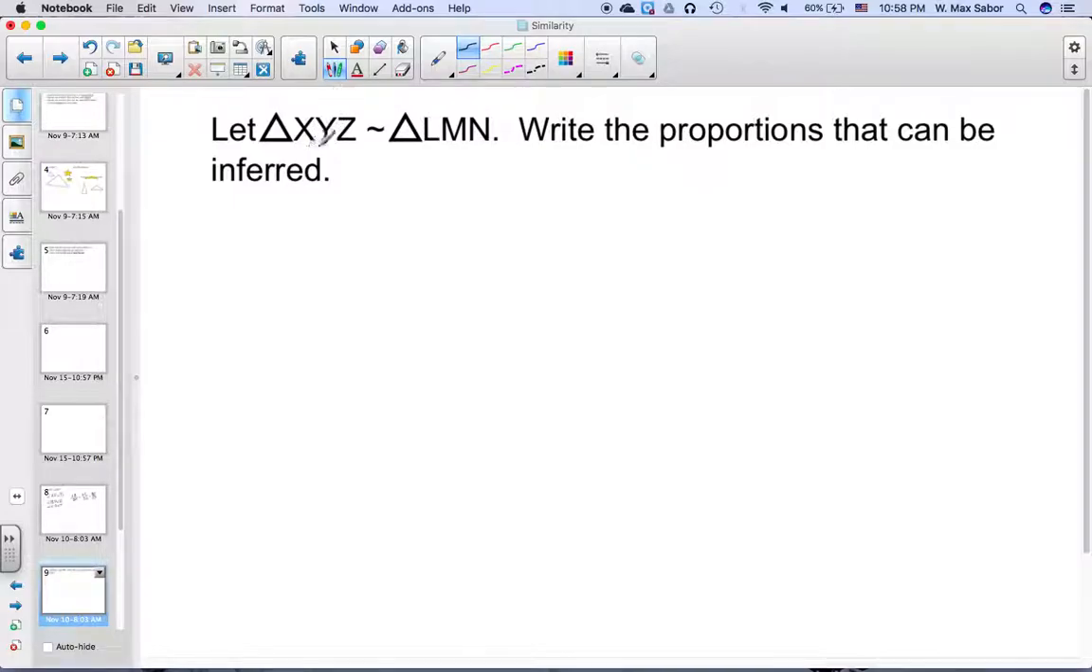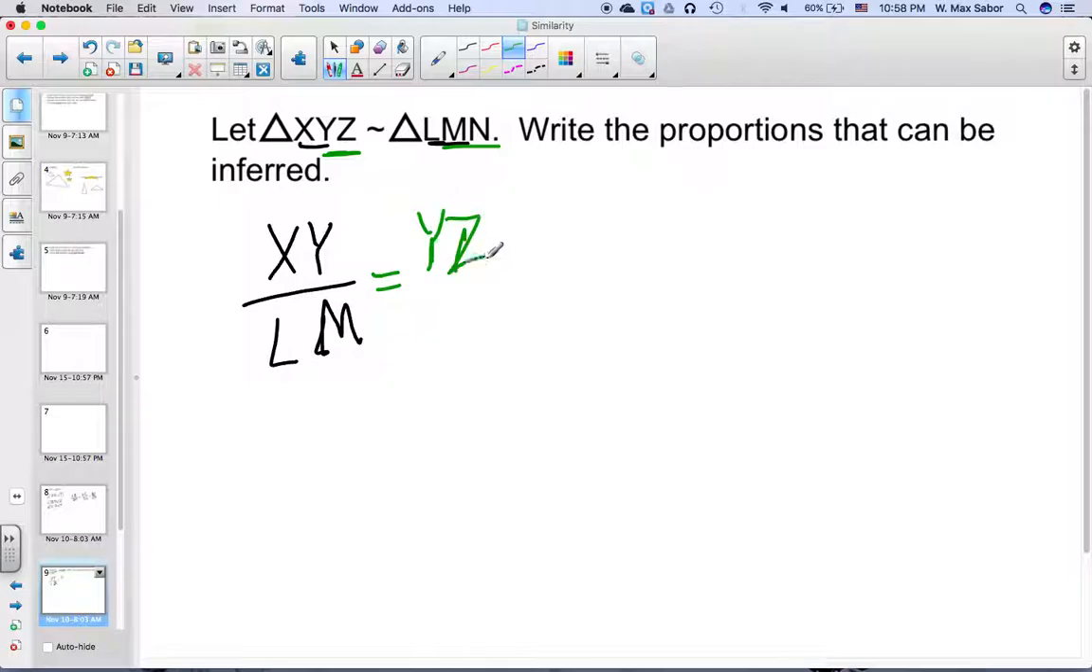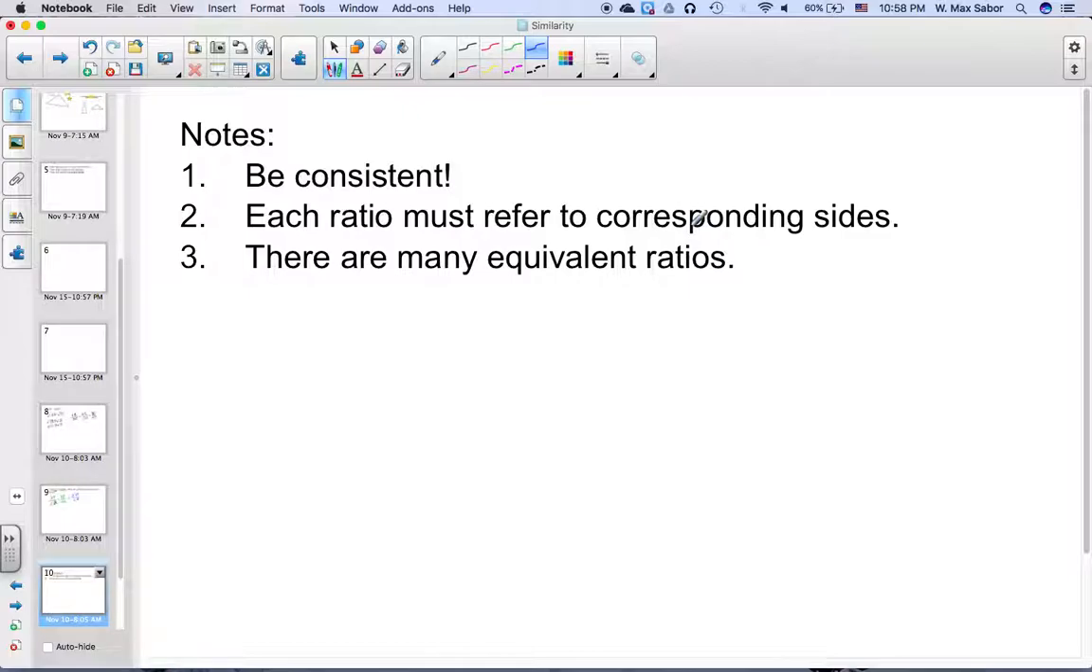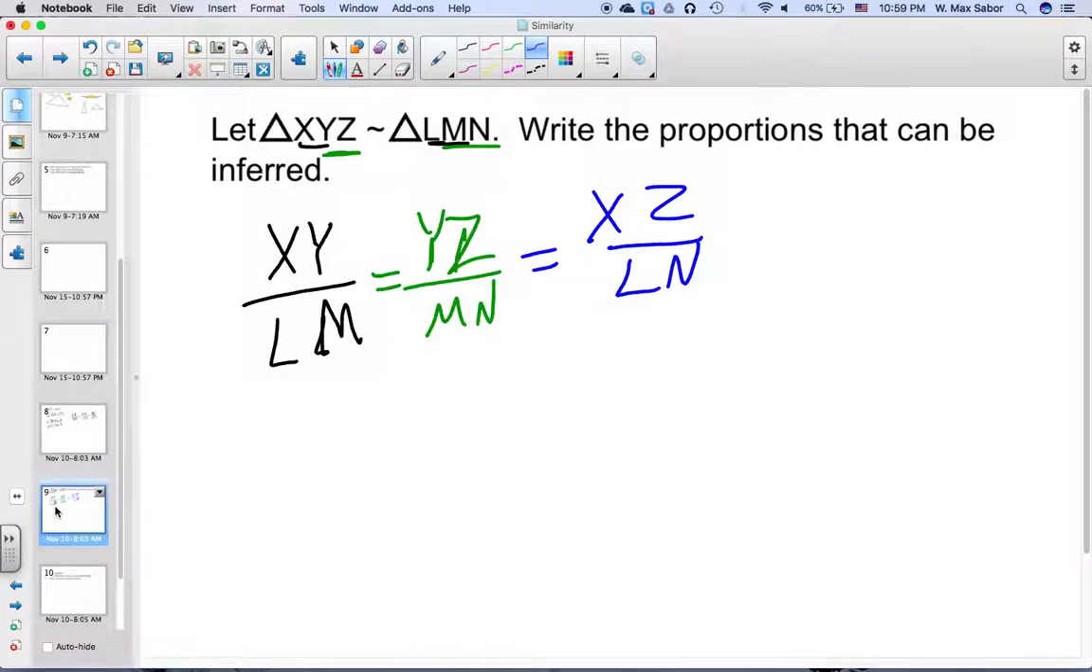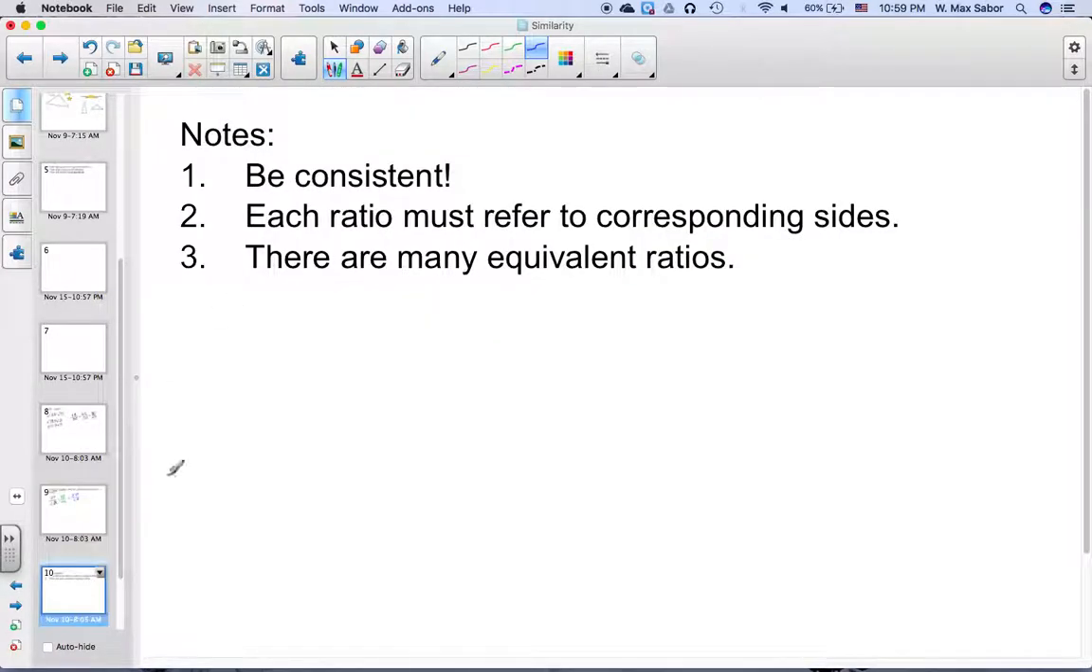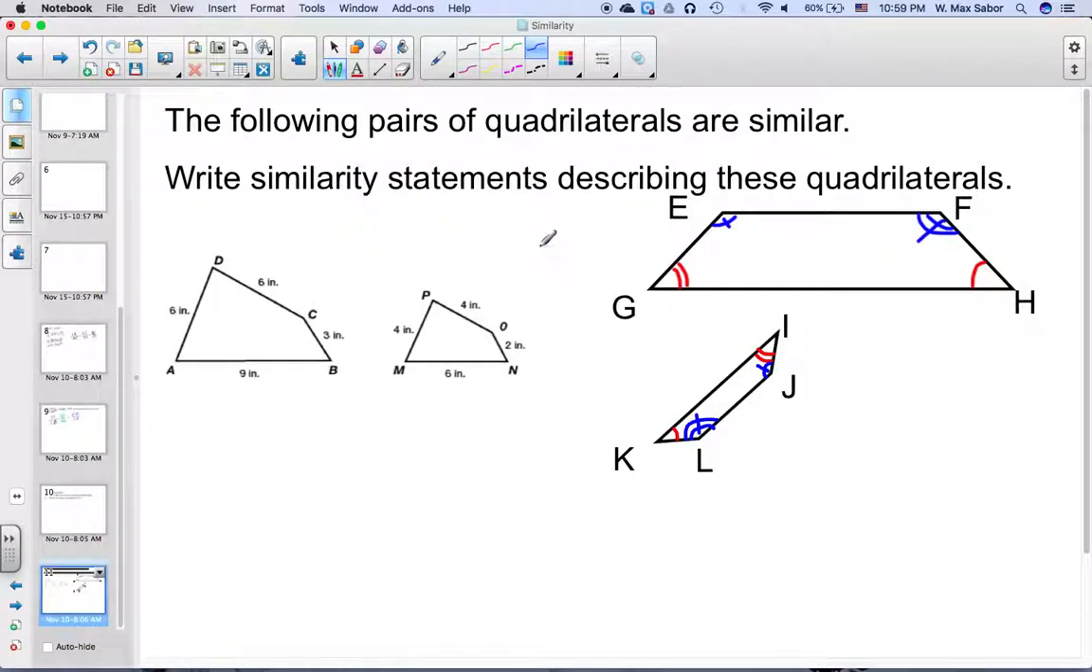So if I look at this, I can write the proportions based on things that match up. XY and LM are the first two pieces, and I could say that this is the same thing as YZ and MN, or the same thing as XZ and LN. Please be consistent. Make sure that the ratios refer to corresponding sides. It has to have XY match up with LM. And there are many equivalent ratios, so you could write these in different ways and still be correct.